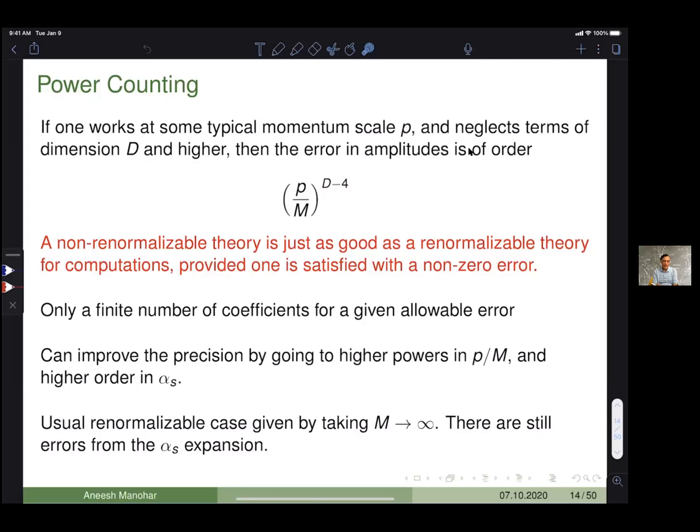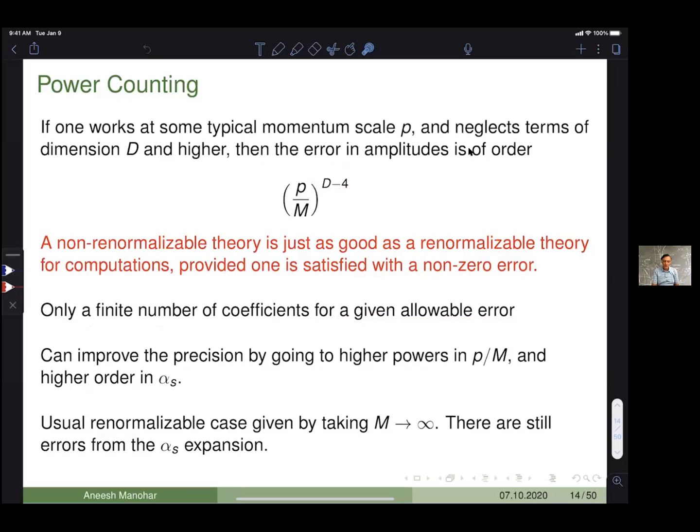So if you're willing to tolerate some non-zero error, a non-renormalizable theory like an EFT is just as good as a renormalizable theory. There's no real difference as far as using the theory is concerned. If you are willing to tolerate a finite error, which means some finite exponent here, let's say I'm working to order (P over M) squared and neglecting (P over M) to the 4th, there's only a finite number of coefficients, and you can just calculate and get predictions which are parameter free. If you want more accuracy, you can improve the precision.